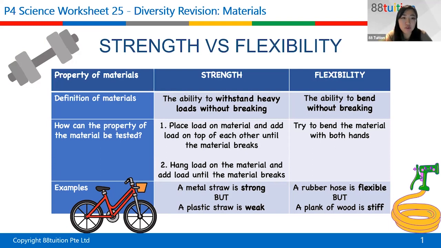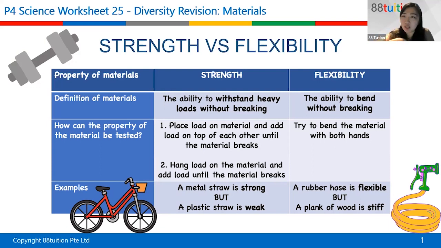In terms of strength, we are referring to whether or not something can withstand heavy loads without breaking. In terms of flexibility, it's the ability to bend without breaking. So there is a difference: one is withstanding heavy load, one is bending. How can we test for strength? You can place a load on the material and add more load on top of each other until the material breaks. Or you hang the load on the material and add the load until it breaks. One is placing it, one is hanging it until it breaks. Both test for strength.